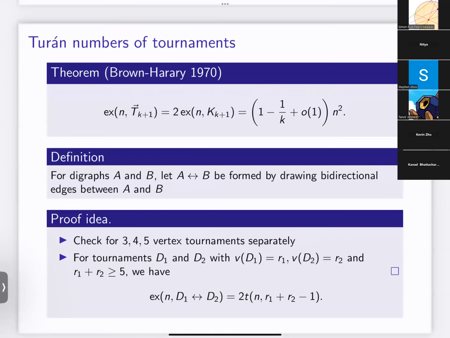And then we show that if you check the small cases separately, you can do an induction argument. And that's how this argument goes. I'm not going to go into it in more detail, but the key thing for you to take away is that there's some inductive approach once you've checked the small cases separately.